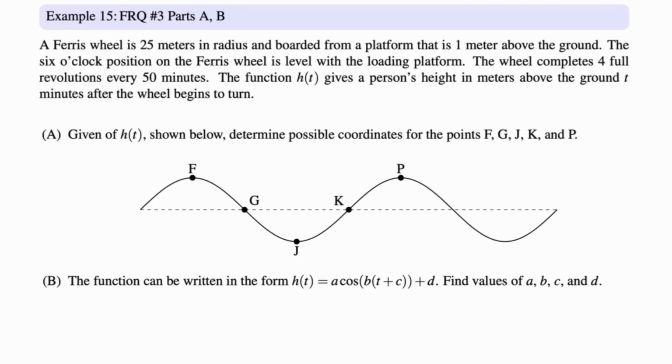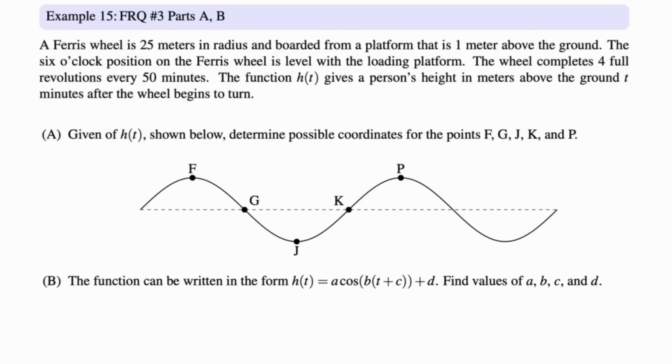A Ferris wheel is 25 meters in radius, boarded from a platform that is 1 meter above the ground. So this is what I'm talking about. You've got to just read. The 6 o'clock position on the Ferris wheel: I think on the actual exam, they would give you a picture and it would be all spelled out for you because they don't count on you having these cultural references like an analog clock, for example. But the 6 o'clock position on the Ferris wheel is level with the loading platform. So the bottom of it is 1 meter above the ground.